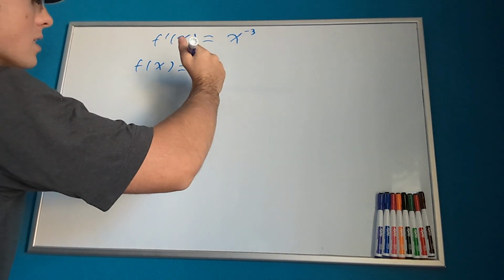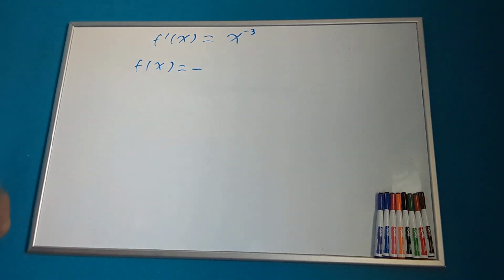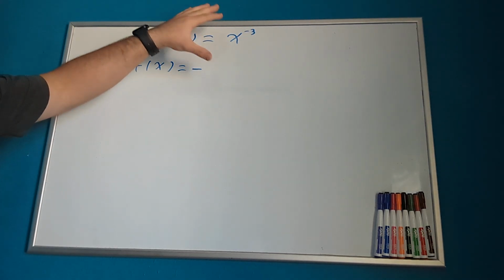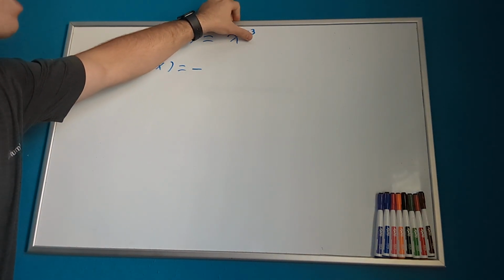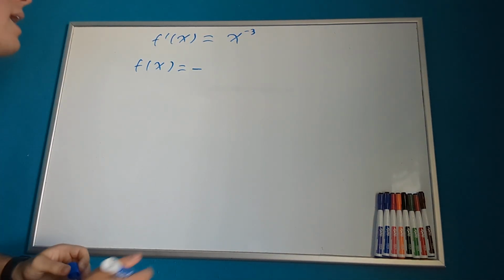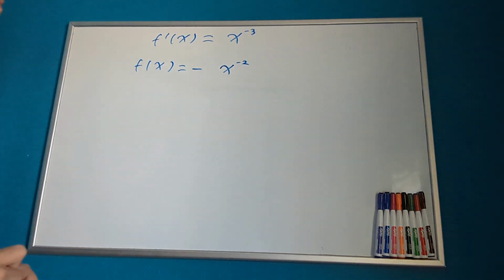But since we can see that this is positive, there must have been a negative there before. So we can start by adding that negative. Then we can think, okay, well, we used the power rule and we subtracted by 1, right? So what must have been the power here before this? Well, the power before this must have been negative 2. So x to the negative 2, right?